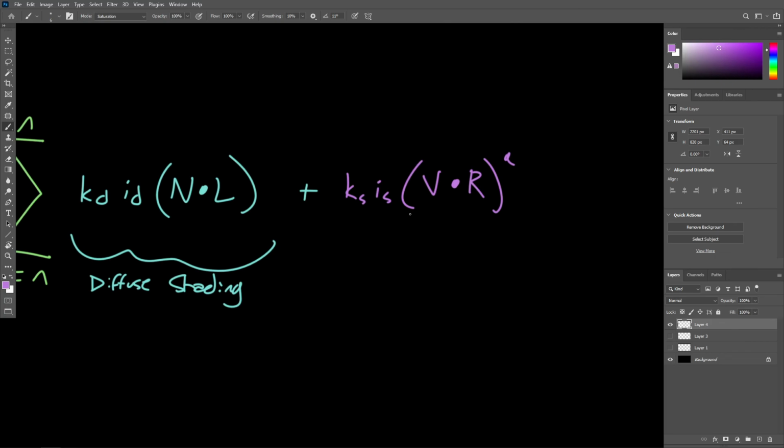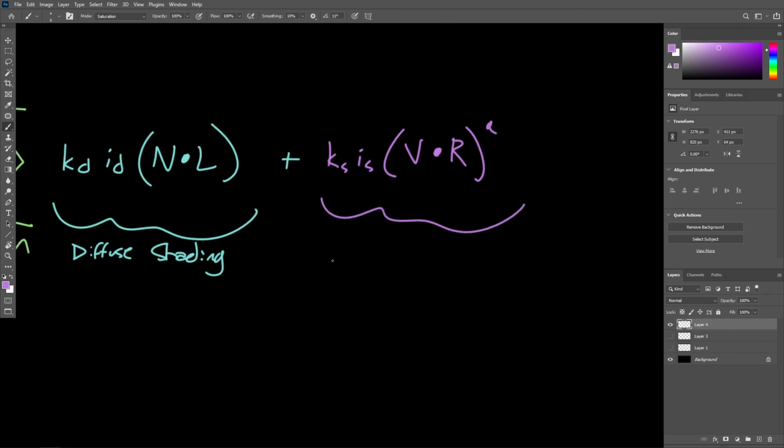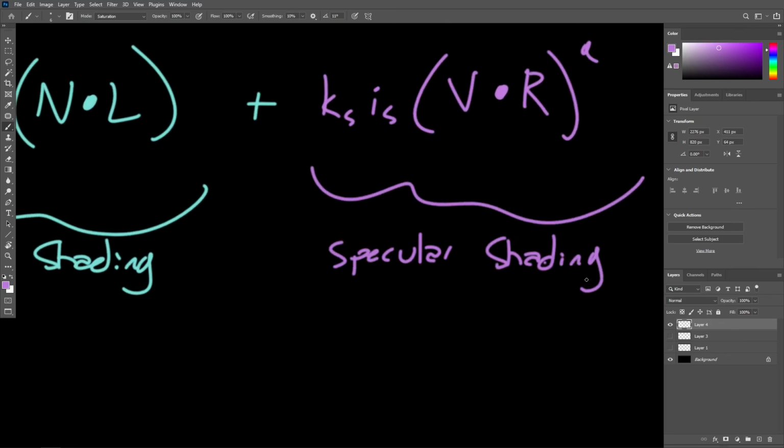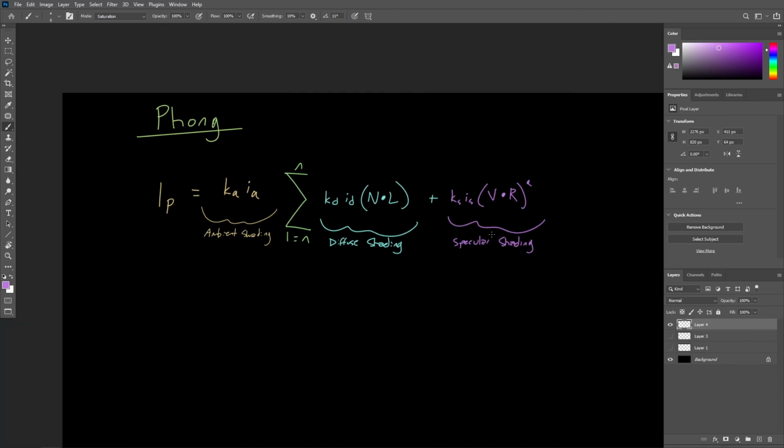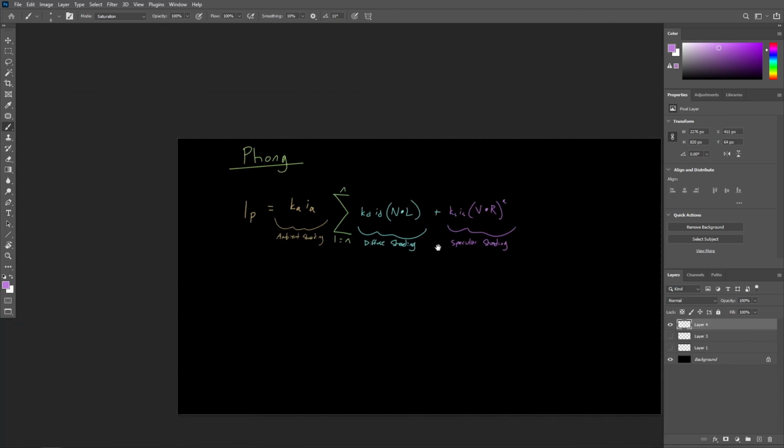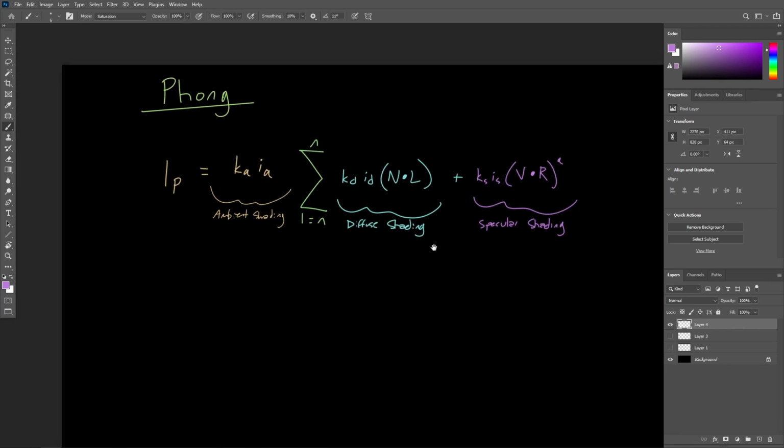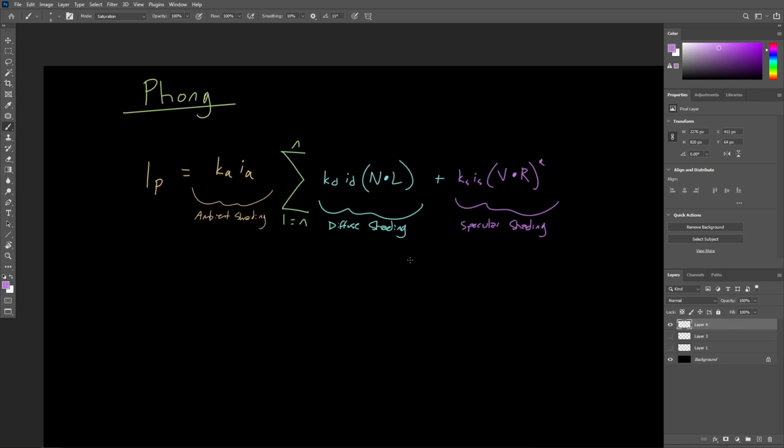I just forgot to label this. Let's just label this term just so it's clear. Specular shading. All right, there's our specular term. Okay, so there's the Phong model. That is a great starting point for wrapping our heads around how materials work. The Phong model is a very simple BRDF. And then in the next section, we're going to basically generalize this idea of working with BRDFs and see how we calculate surface illumination in a more general sense.